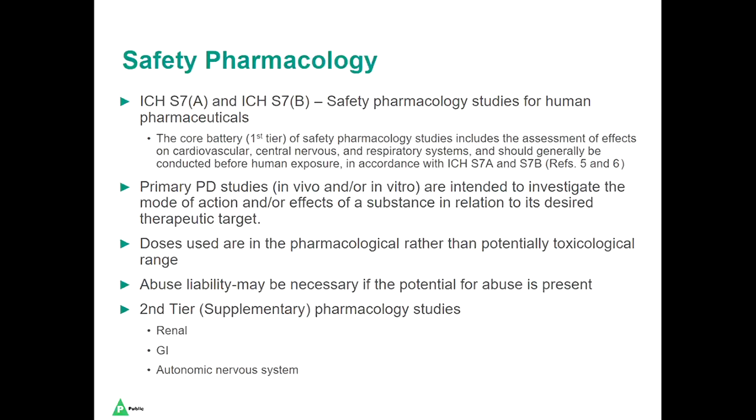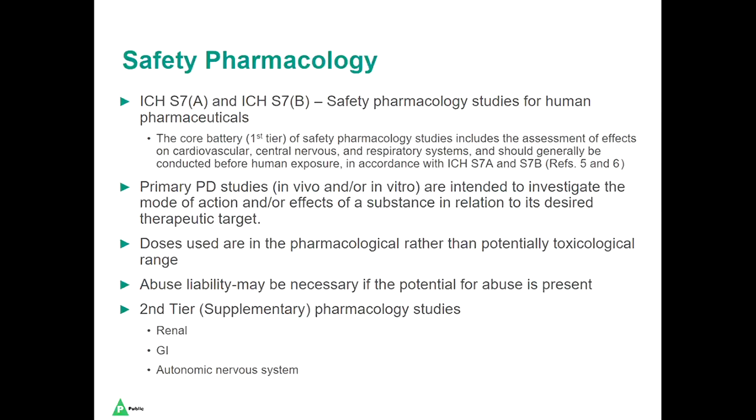There may be some special studies that you need to do. Sometimes it's phototox. If you have a compound that absorbs in a particular light spectrum, it may indicate that you're going to get some phototoxicity. There's also abuse liability for compounds with neurologic effects. So there's a whole series.